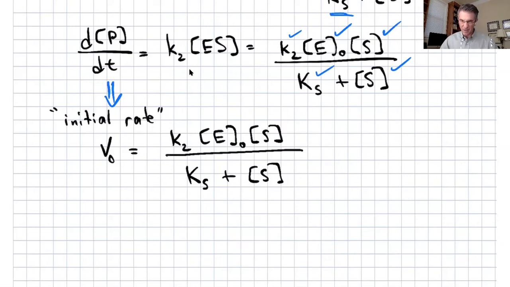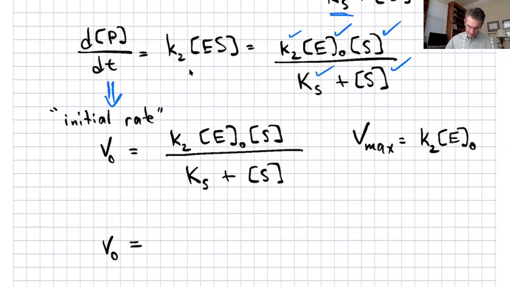That means I can define another parameter. I can say the maximum velocity, Vmax, is simply equal to K2 times the total concentration of enzyme I've got in, because that's the point at which I can't go any faster. If I combine these two things, I can write this expression a slightly different way: V0 equals Vmax times concentration of substrate, divided by Ks plus the concentration of the substrate.